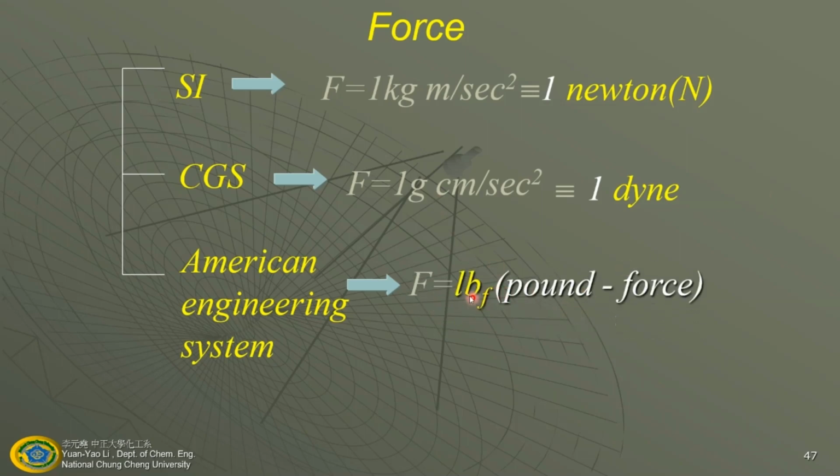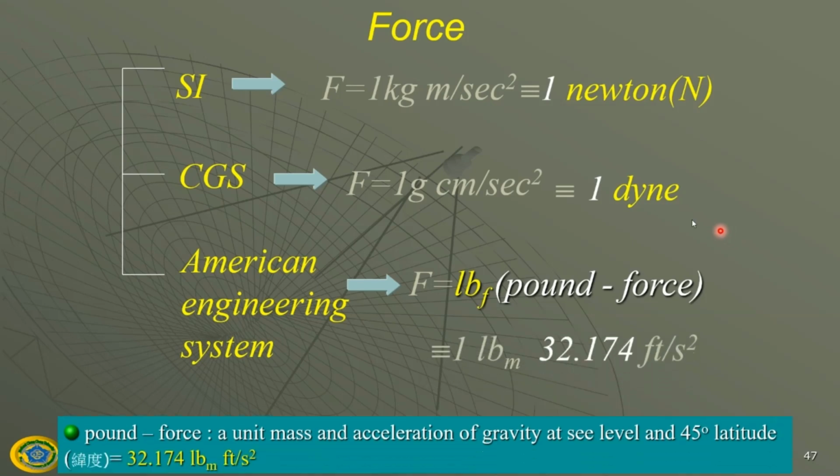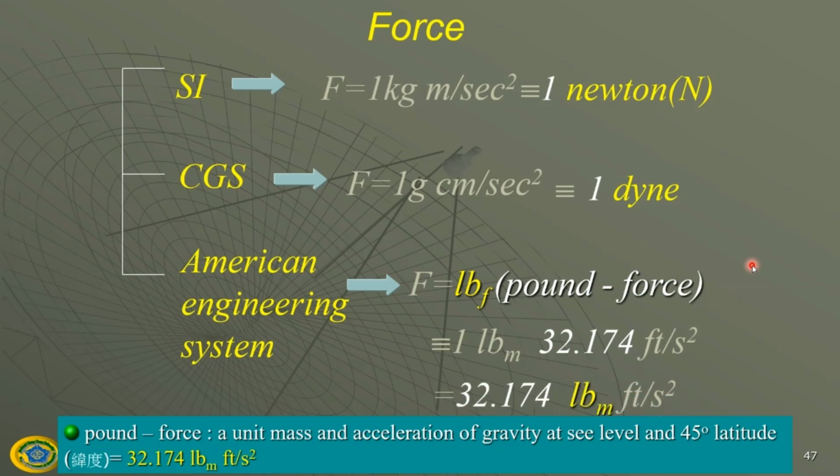For the mass, the unit is pound, right? And for the length, it is feet, 32.1 feet. So we use pound force as a kind of derived unit, and the mass is pound mass, right? So it's pound mass times feet, and as a result, this is called pound force. If you want to use the basic units here, that will be 32.174 pound mass.